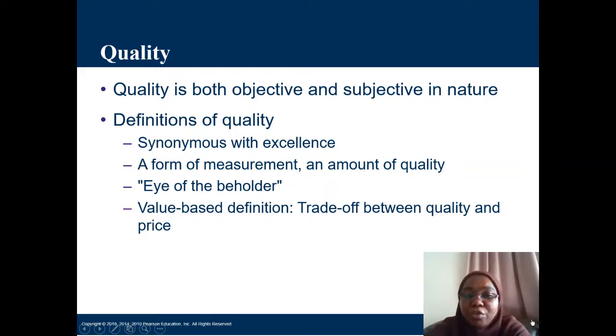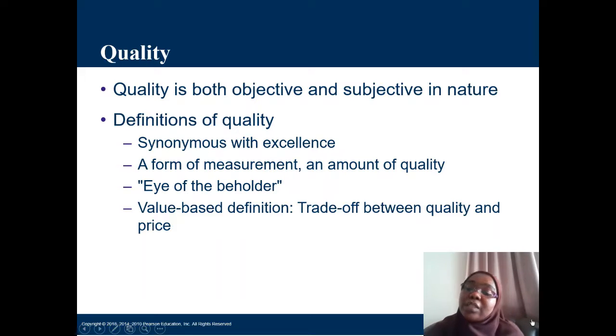When you talk about the value-based definition of quality, then there should be a trade-off between quality and its price, meaning that when you say something is of good quality, then the price should show for it. Or when you say something has a very high price, then the quality should show for it. So basically, there should be a kind of trade-off between quality and price.